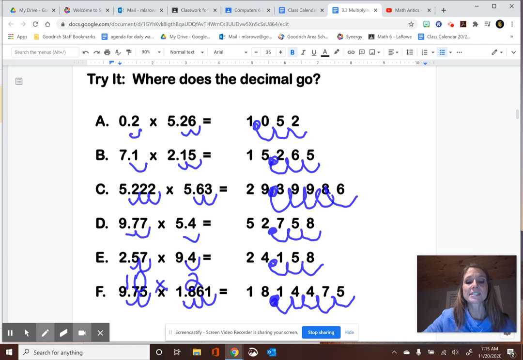The only spot the decimal can go that's close to 20 would be after the 18. If we moved it anywhere else, it would be 1 point something, which is not close to 20, or 181 point something, which is not close to 20. So we can also use estimation to help us figure out where the decimal goes.